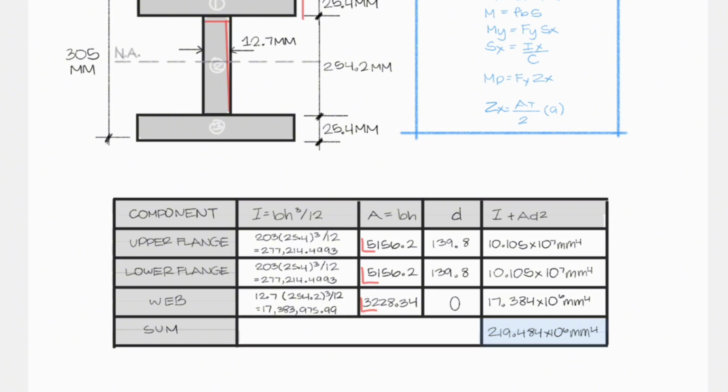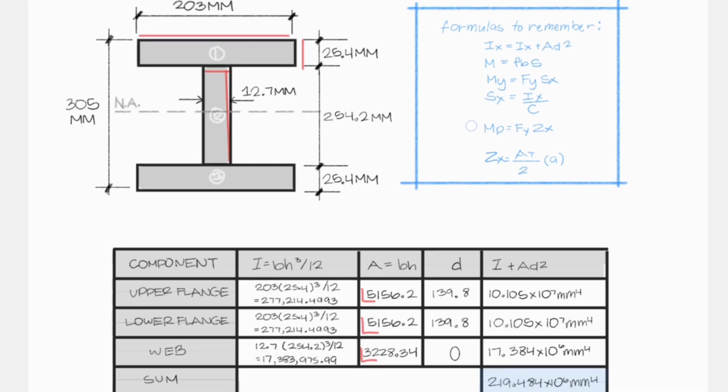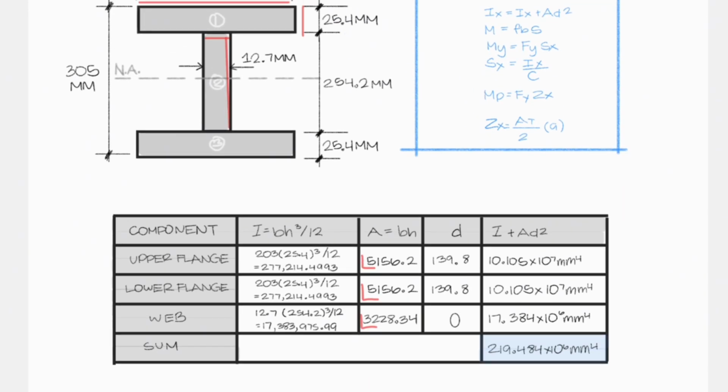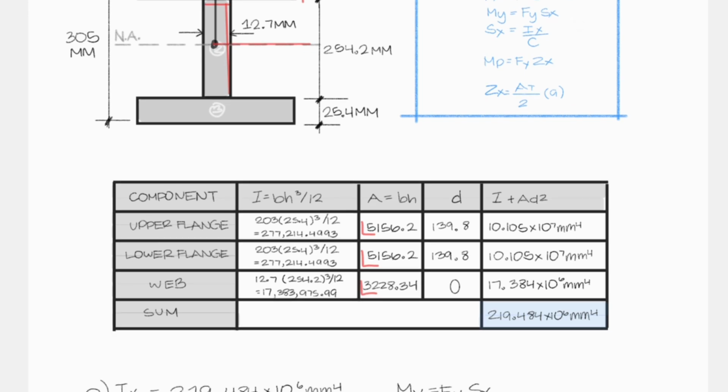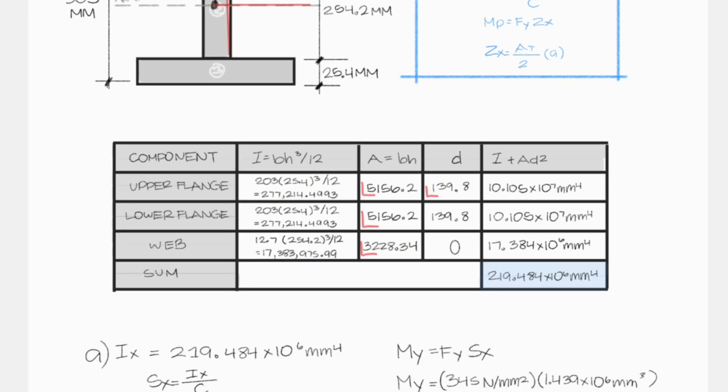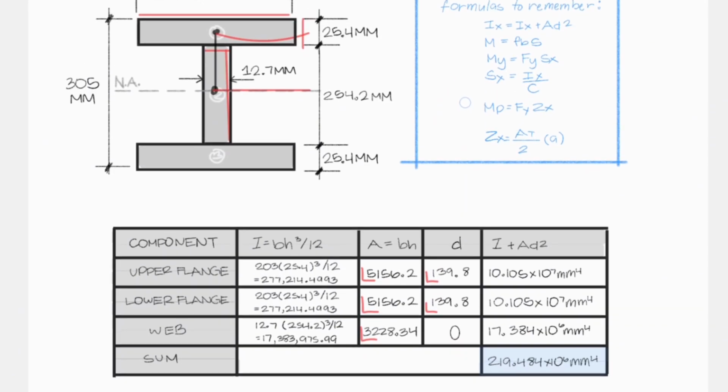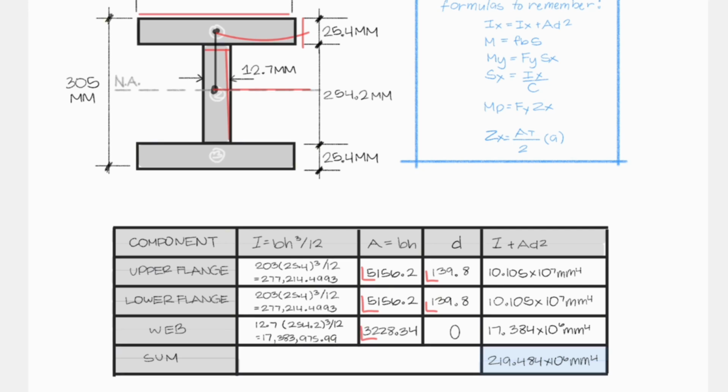Now, we are being asked for the distance of each component's centroid area over the neutral axis. So, half of 25.4 plus half of 254.2 millimeters is going to result in this answer, similar to the lower flange. And since our web has a centroid area right by the neutral axis, it's going to have an answer of 0.